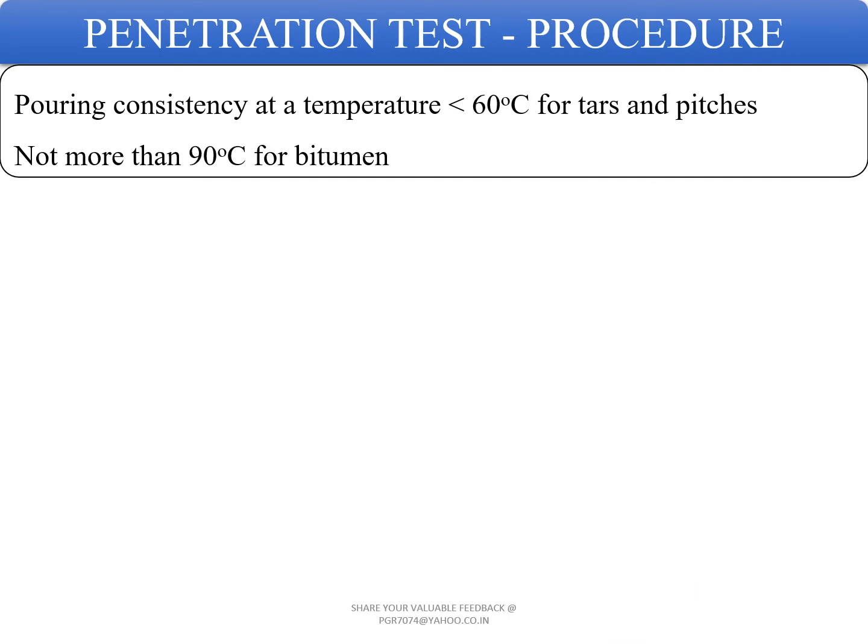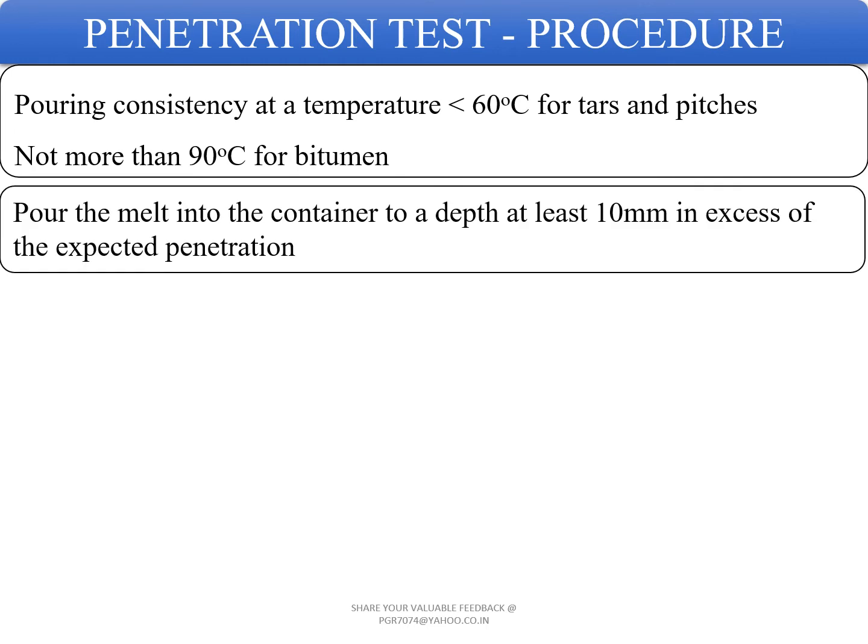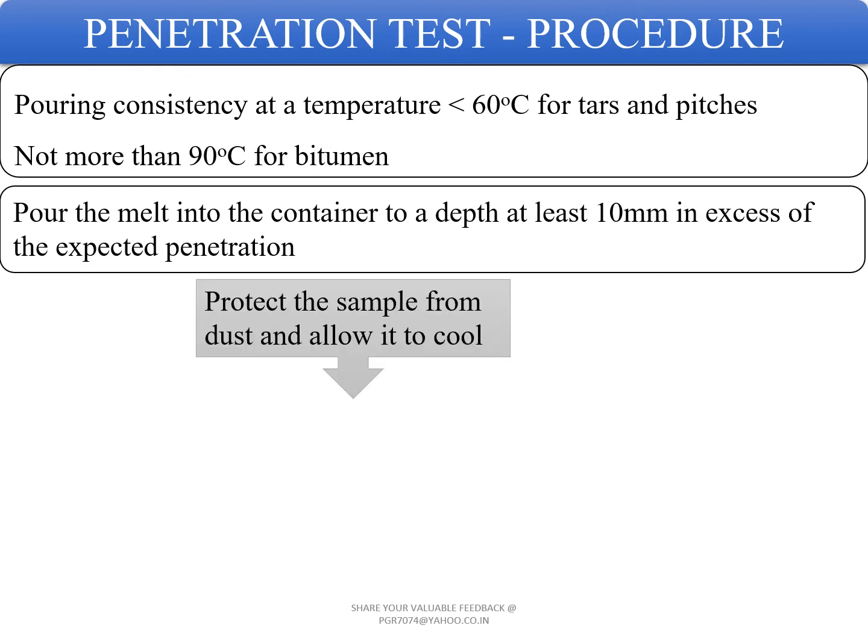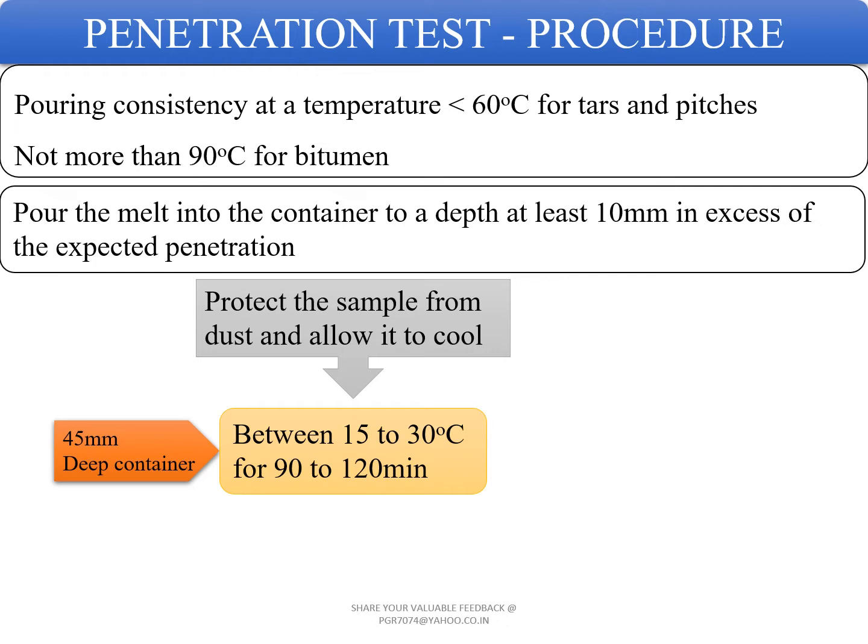The procedure to conduct the penetration test is: soften the material to a pouring consistency at a temperature not more than 60 degrees for tar and pitches, and not more than 90 degrees centigrade for bitumen above the respective approximate softening point, and stir it thoroughly until it is homogeneous and is free from air bubbles and water. Pour the melt into the container to a depth at least 10 millimeters in excess of the expected penetration.